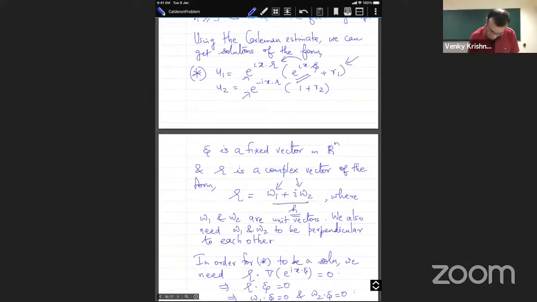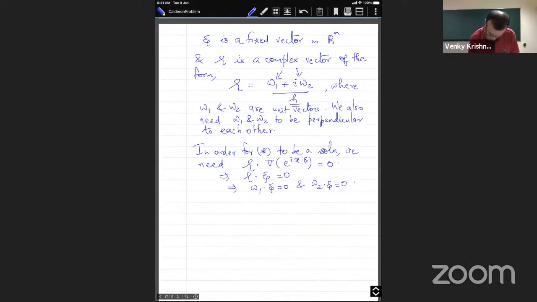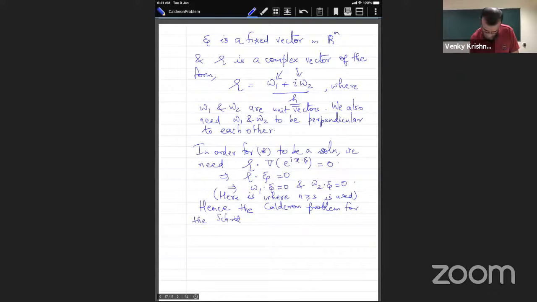Okay, so hence, here is where n bigger than or equal to 3 is used. So hence the Calderon problem for the Schrodinger equation is done. But we still haven't solved the conductivity equation, because our goal is to actually solve the conductivity equation.